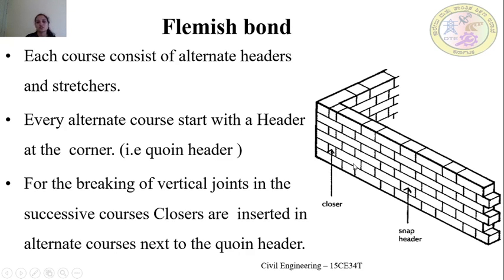Next, the stretcher facing is kept, and again header, stretcher, header, stretcher. And in the next course, we have laid the stretcher course, then header course, stretcher course and header course, so only alternate header courses. Every alternate course starts with a header at the corner, and next to the coin header, queen closures should be placed.